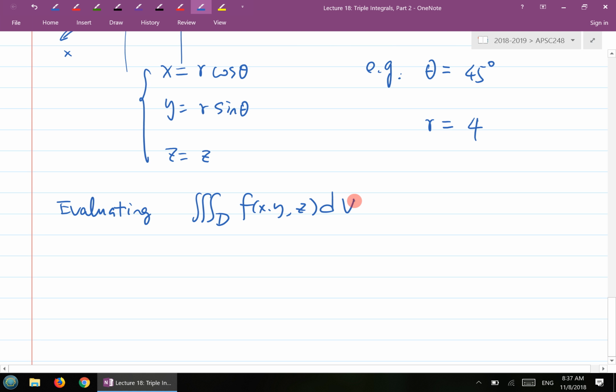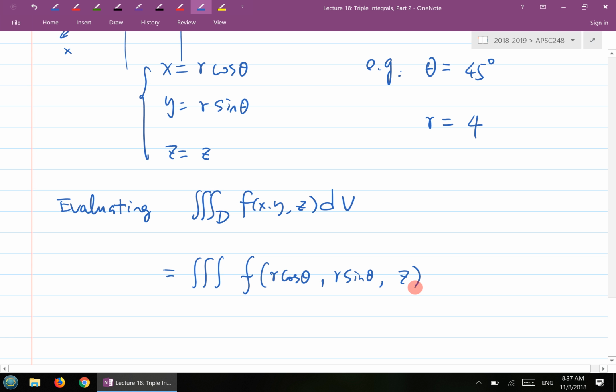Bear in mind, we're not going to deal with x, y, z anymore, so we're going to transform this into r, theta, z. How do we transform this into r, theta, z? First of all, if I'm not going to deal with x, y, z, then I'm going to replace x, y, z with the corresponding expressions between the Cartesian and the cylindrical coordinates. So your x needs to be replaced with r cosine theta, y needs to be replaced with r sine theta, and z we still keep as z.